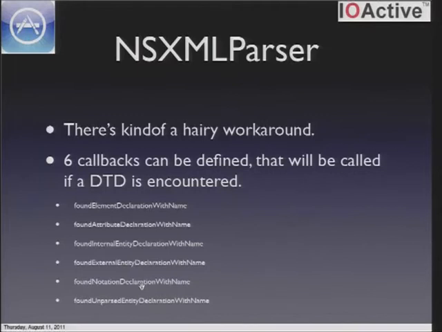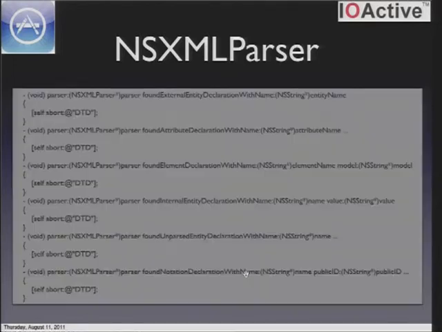Now, as I said, you can't turn it off, but there's a workaround. The way NSXMLParser works is that you have to define callbacks for every little thing you find. There are 6 specific callbacks for DTDs, like found element, declaration found, and so on. What you should do is define every single one of these callbacks, and then if a callback ever gets hit, just bail out. Say, oh, you've got a DTD in there? Screw you, I'm not handling that. Just bail out.